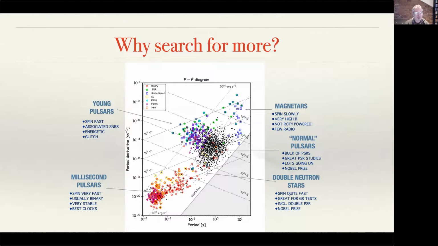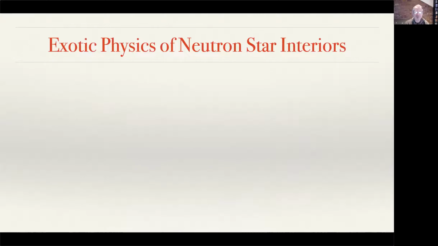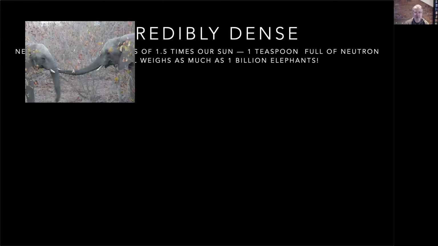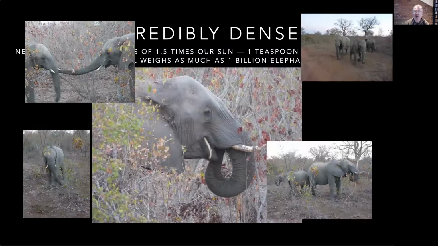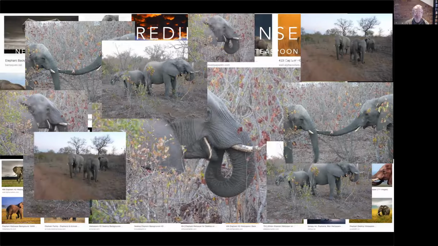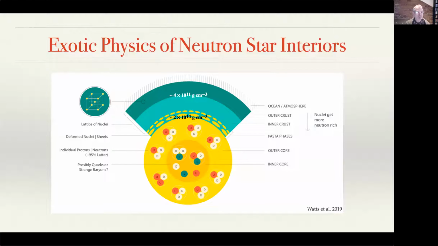So where else might we want to search for pulsars? Well, again, let's take a look now at these young pulsars. So we've looked at the millisecond pulsars already. What about these young pulsars? Why might we want to look at the young pulsars? Well, we can look at the exotic physics of neutron star interiors. So remember, I told you about the fact that the density of these objects is such that 1 teaspoonful of the material weighs around about the same as 1 billion elephants. So what does that mean in terms of what we think the neutron star is made up of?